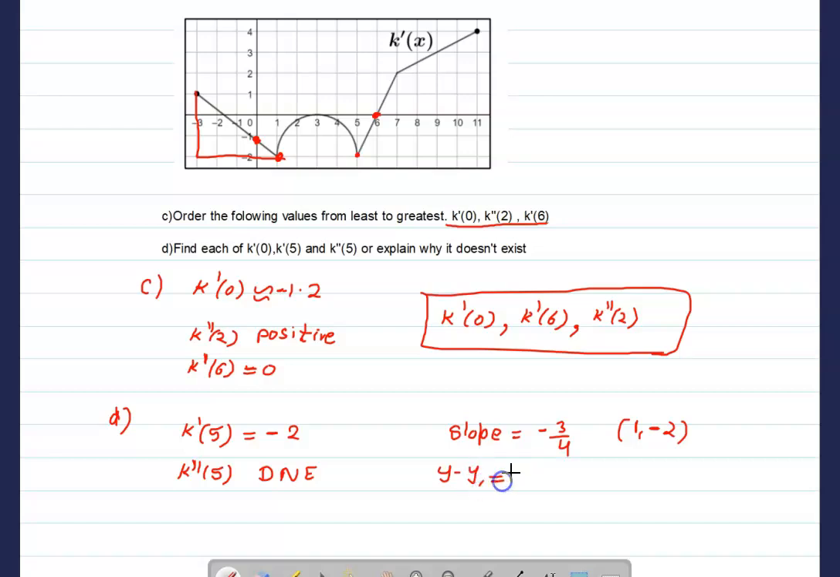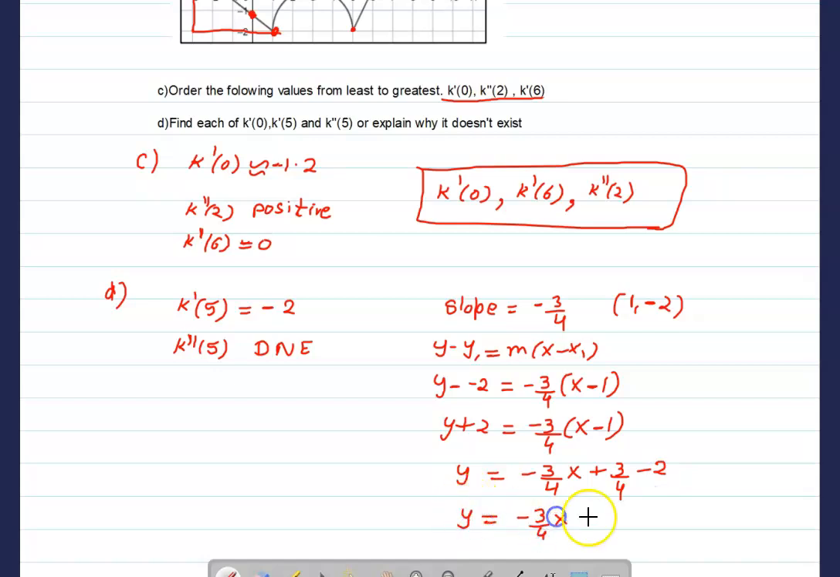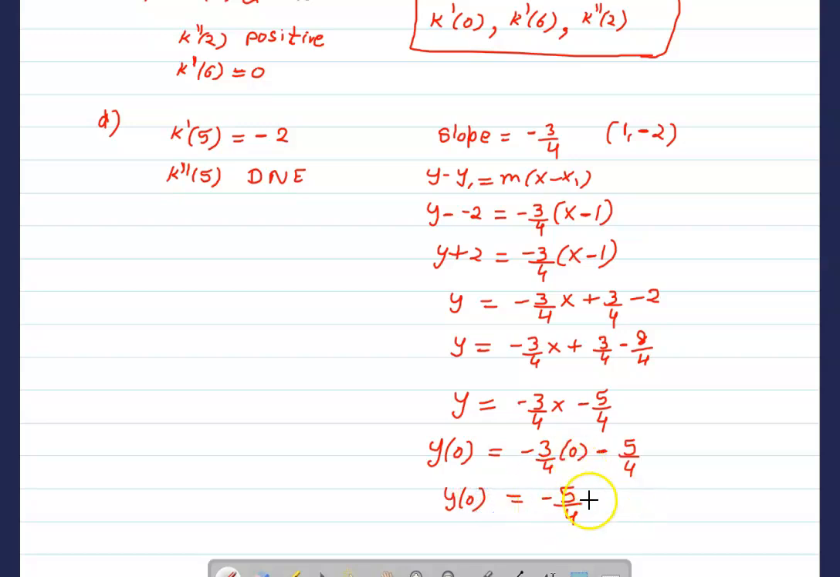Now using this slope and this point, we can write the equation of this line. Y minus y1 equals... Since we need to find the value at 0, we plug in x as 0 over here, and the value of this derivative is -5 over 4. The value of k prime 0 is negative 5 over 4.